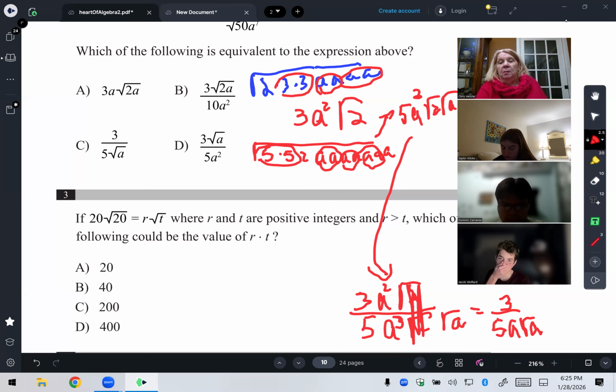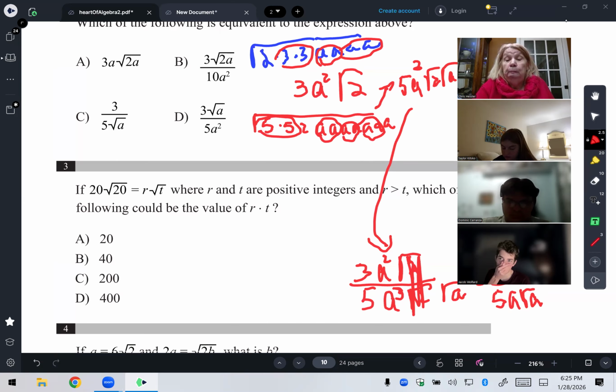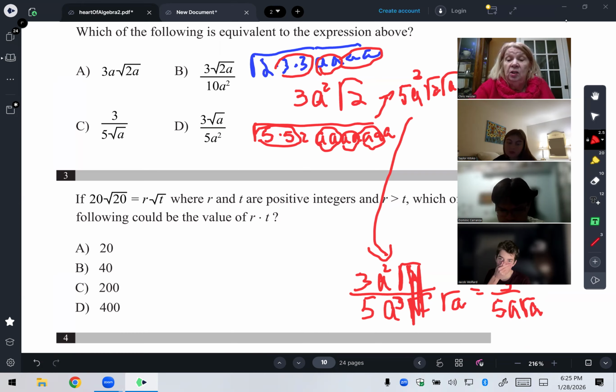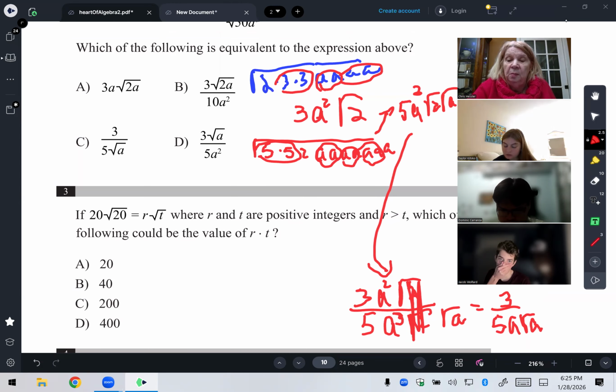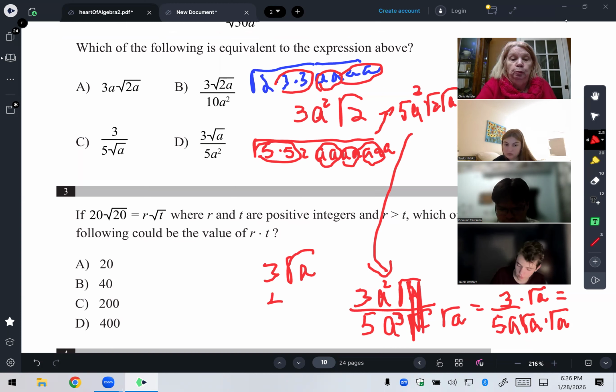Mathematicians said they didn't like that. You have to rationalize your denominator. You can't leave a radical in the denominator, basically. So we have to multiply the top by the square root of a and the bottom by the square root of a. The square root of a over the square root of a is just 1, so it's perfectly legal to do what she's doing. So we'll get, drum roll, 3 square root of a over 5a squared.